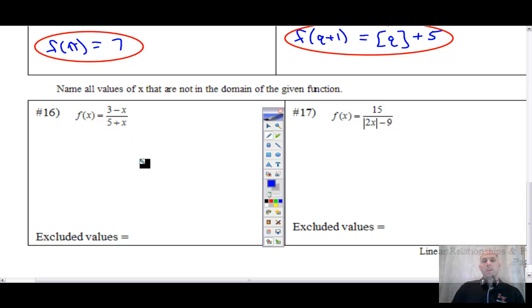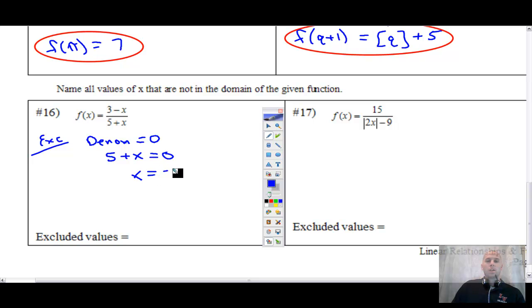In 16, we have a fraction. So to find excluded values, take our denominator, set it equal to 0. Denominator is 5 plus x. Excluded value for this problem, -5.